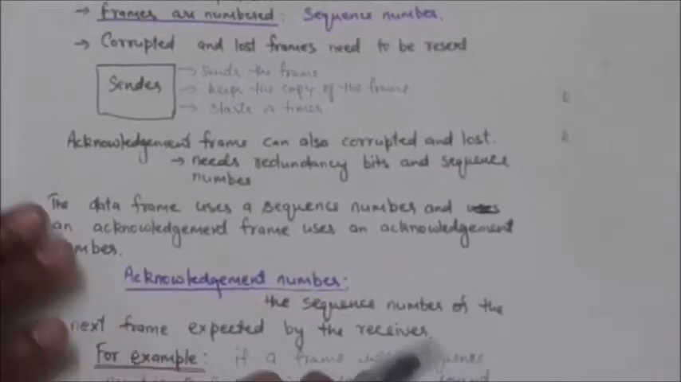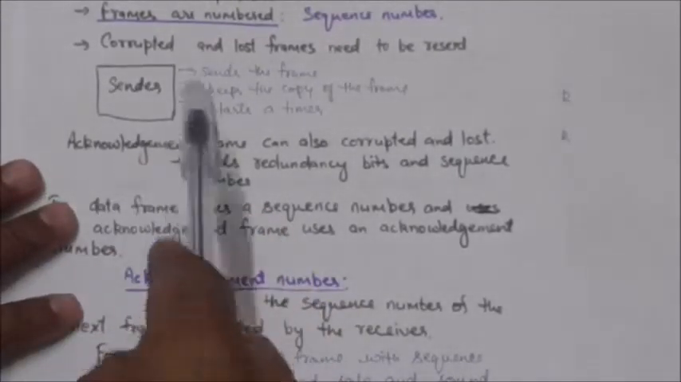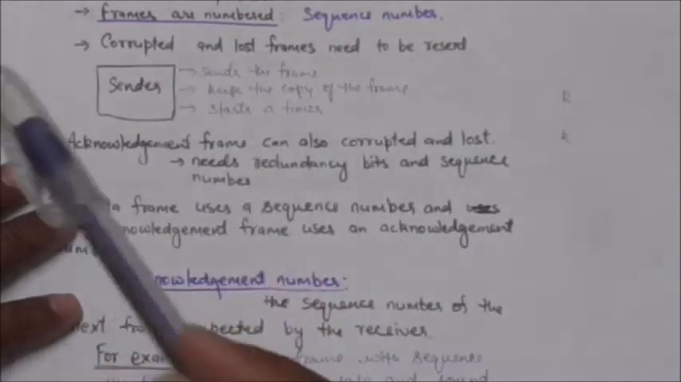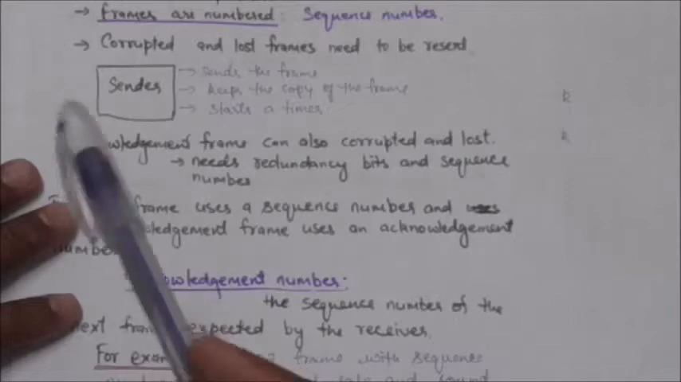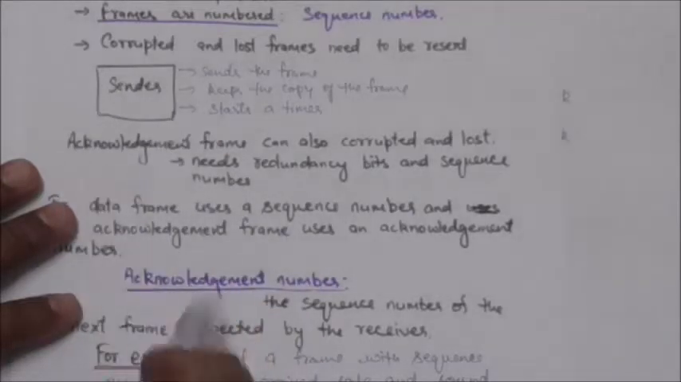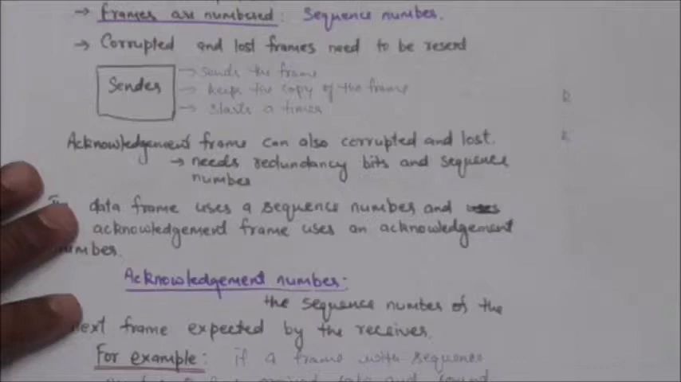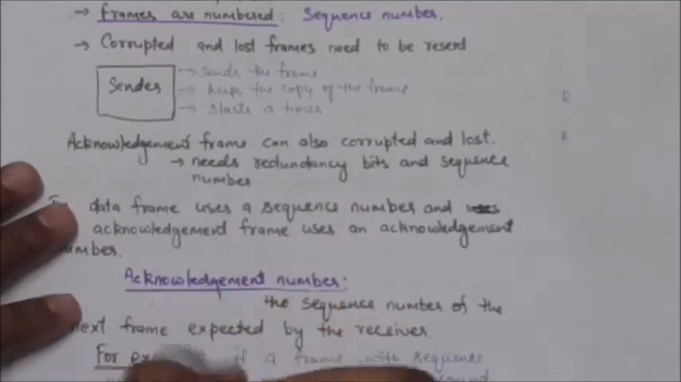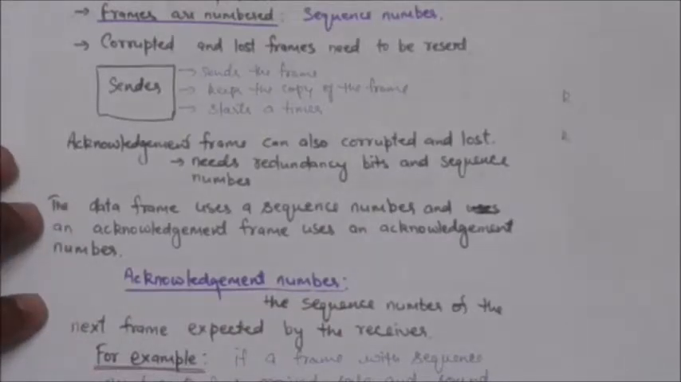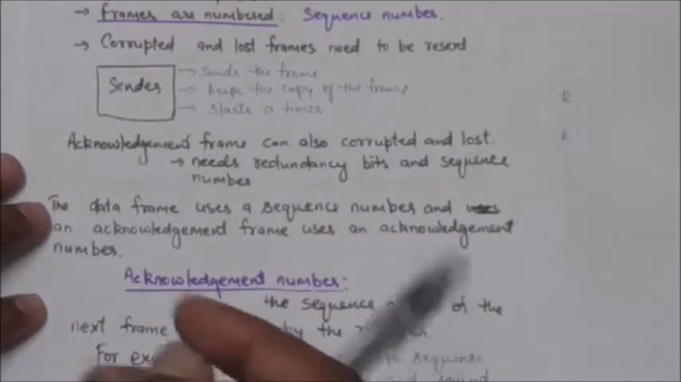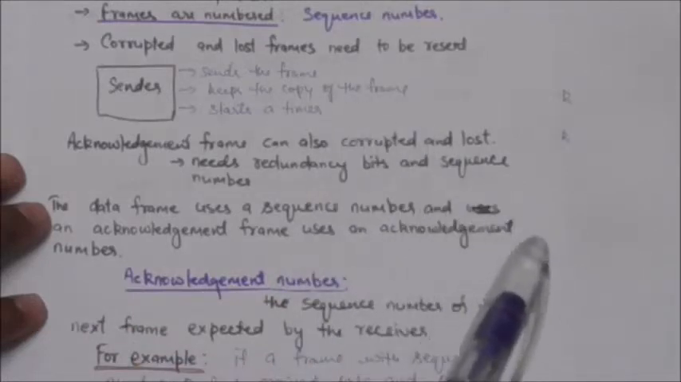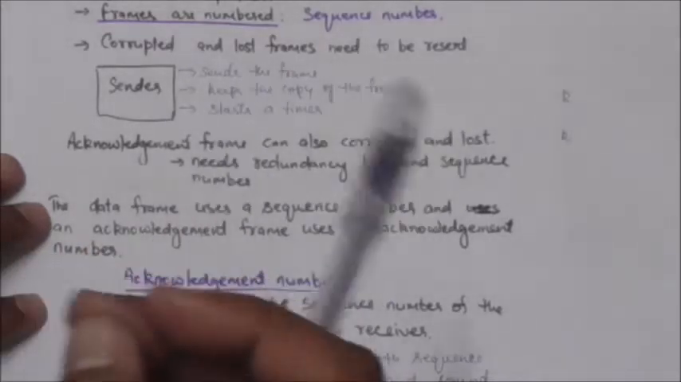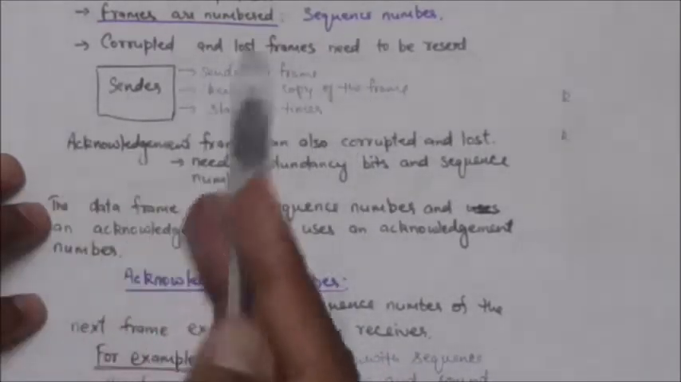The acknowledgement frames can also be corrupted and lost. So the acknowledgement frame also needs redundancy bits and a sequence number. In this protocol, the acknowledgement frame has a sequence number field. The sender simply discards a corrupted acknowledgement frame or ignores an out of order one.